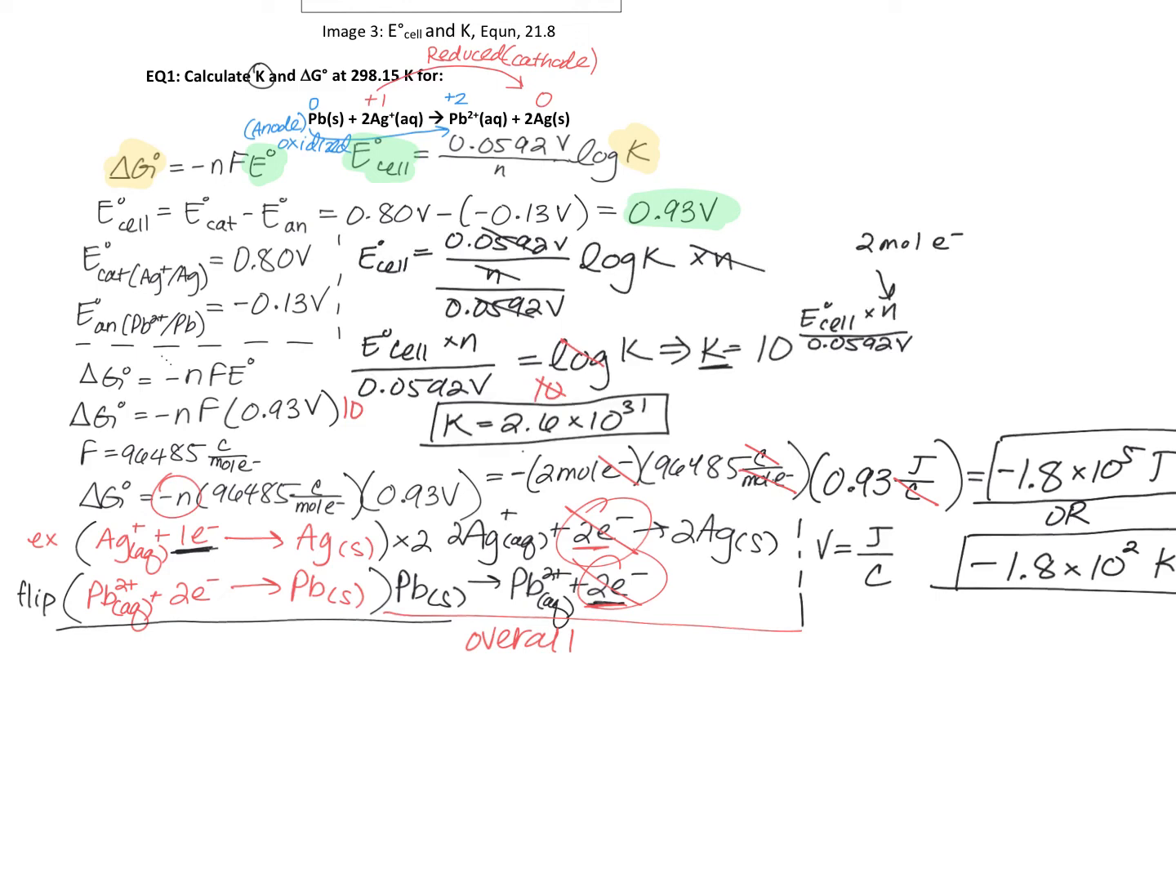Okay, your final answer should be 2.6 times 10 to the 31, 2 sig figs because there were 2 sig figs here for E cell standard. This 2 is an exact number, so it does not decrease the amount of sig figs in your final answer. All right, on to our next slide.